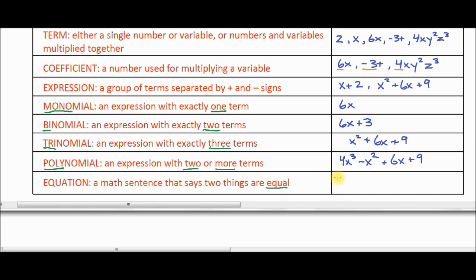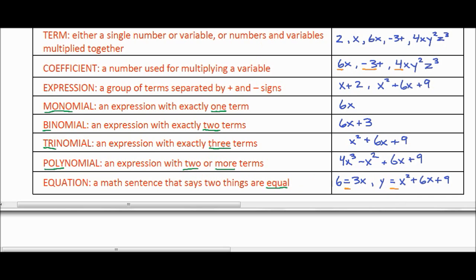Here are some examples. It can be something simple like 6 equals 3x. That is an equation because it has an equal sign. And let's do another one, a little more complicated. y equals x squared plus 6x plus 9. Now we've taken this trinomial expression, which is above, and turned that into an equation with a trinomial. And again, we know it's an equation because it has an equal sign.